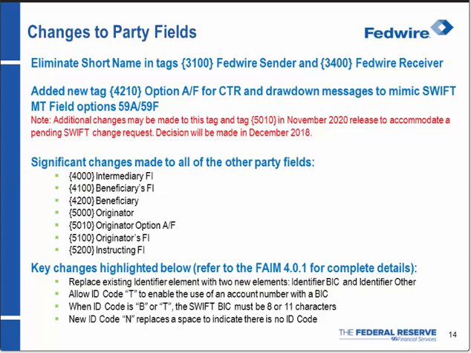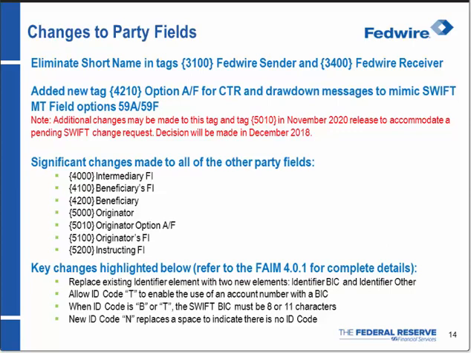To summarize the key changes, in all of these fields we have the existing identifier element, a field that exists today. We are replacing that with two new elements. One is called identifier BIC, and the other is called identifier other. As the names suggest, when you have a BIC as your identifier, you would put it in the identifier BIC field, and for any other identifier, you would put it in the identifier other field.